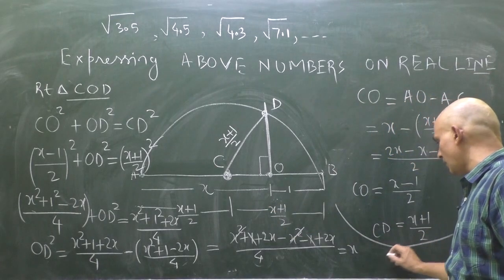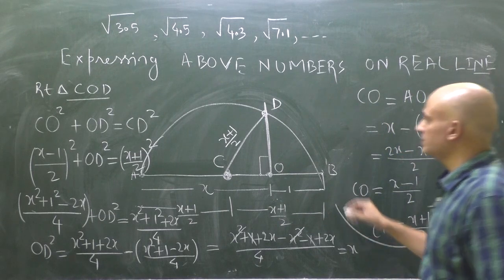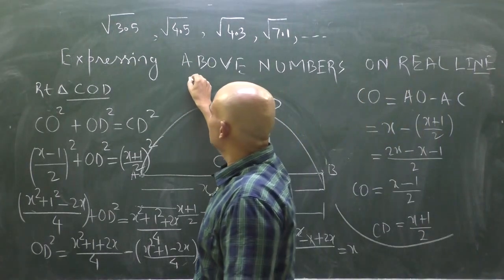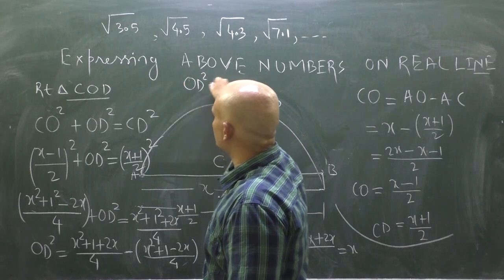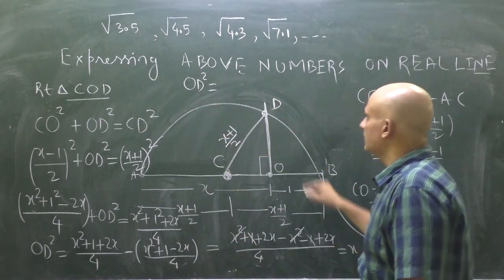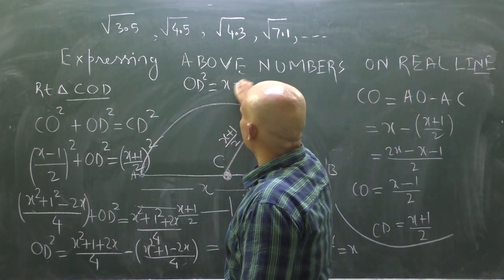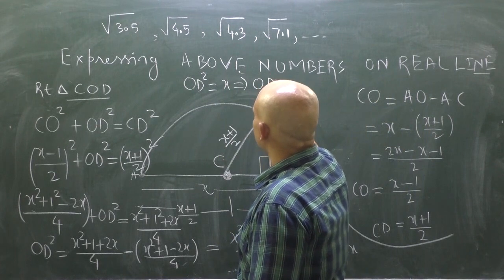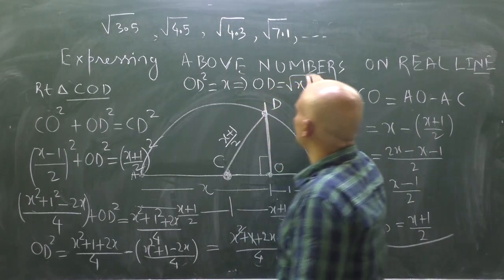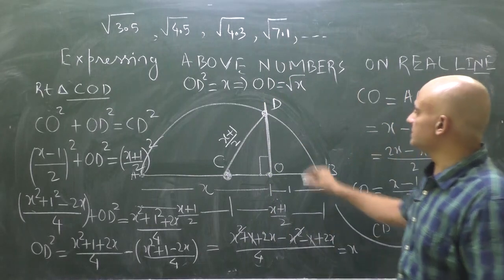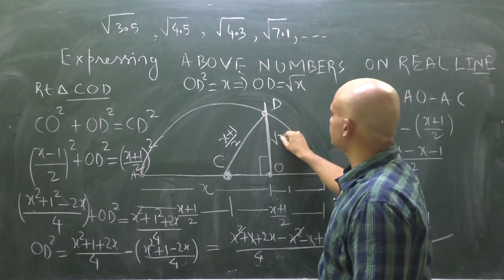OD square is equal to x. Therefore, OD is root x. So this distance is root x.